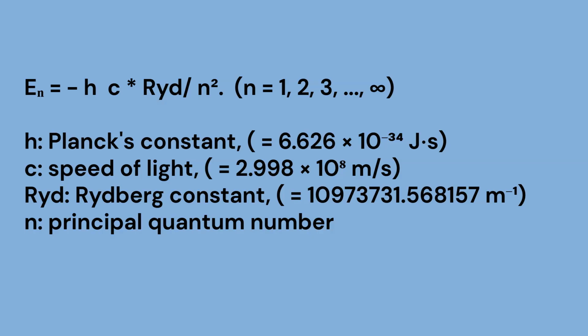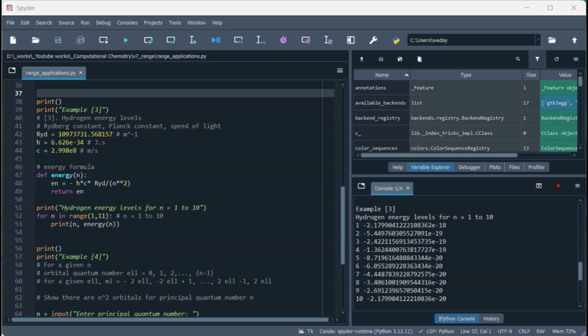We can define a Python function for this right away. First, we define our constants based on the standard values. H equals 6.626E-34 joule second. C equals 2.998E8 meters per second. RYD equals 10973731.568157 per meter. The function for the hydrogen energy formula is: define energy(n): En equals minus h times c times ryd over n squared, return En.